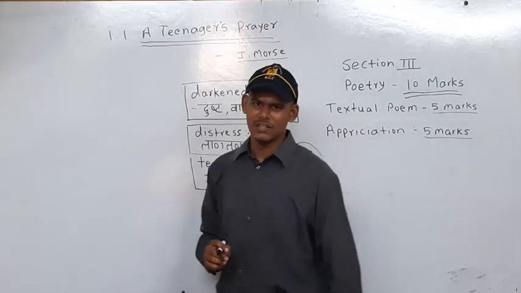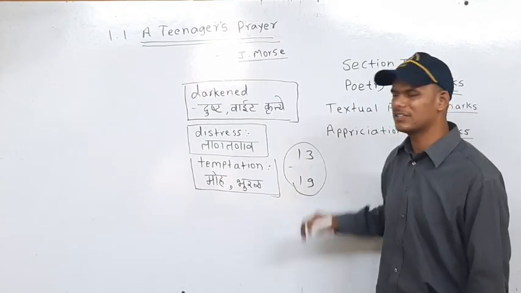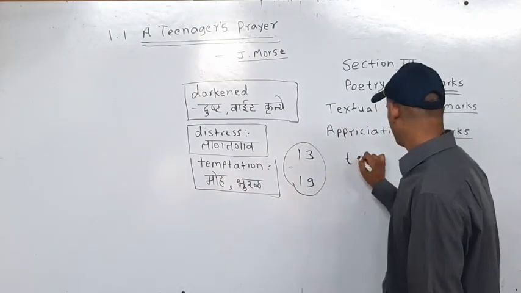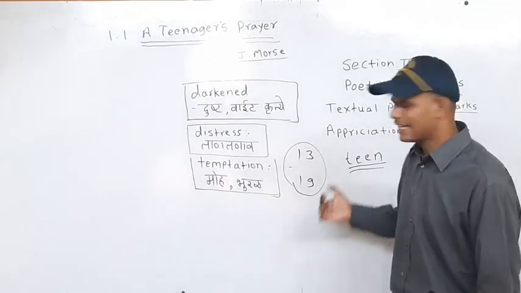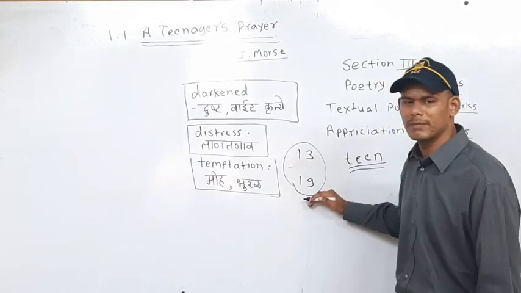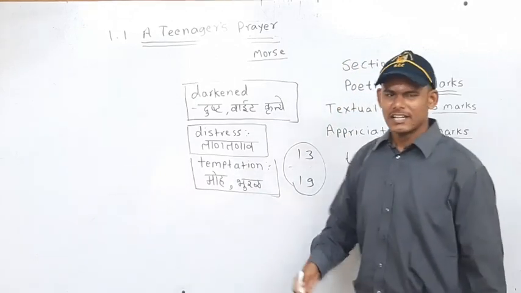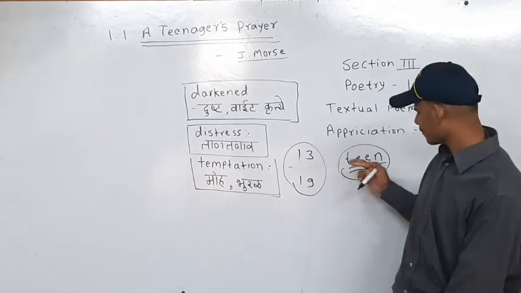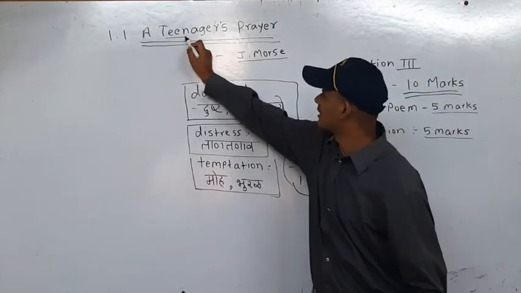If you see the spelling of 13, at the end of the spelling of 13, you will find T-E-E-N. These 4 letters you will find at the end of the spelling of 13. 13 पासून 19 पर्यंत बघा चला. 13, 14, 15, 16, 17, 18, 19. तो 19 तक आपको क्या मिलेगा? You will get teen. That's the word teen.